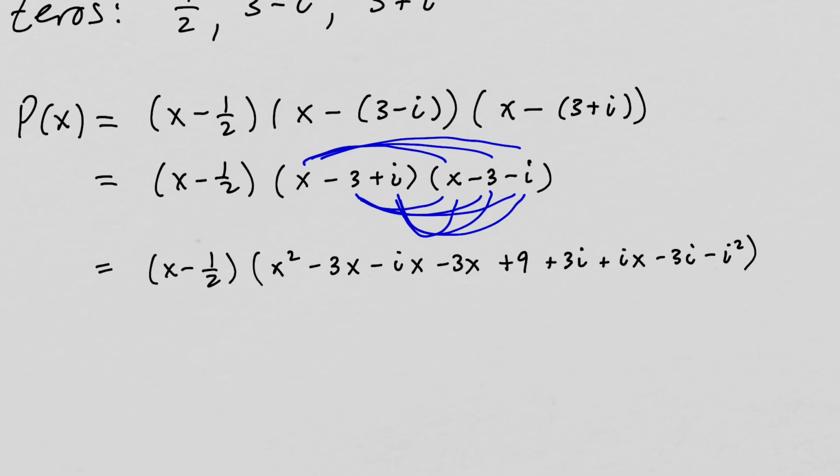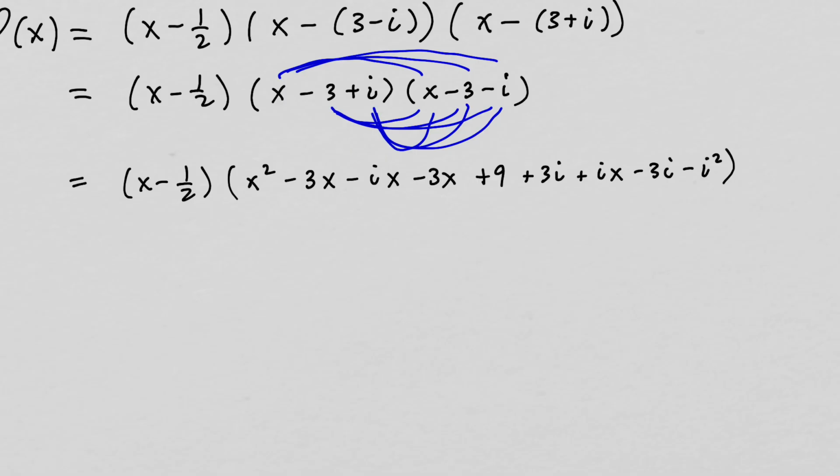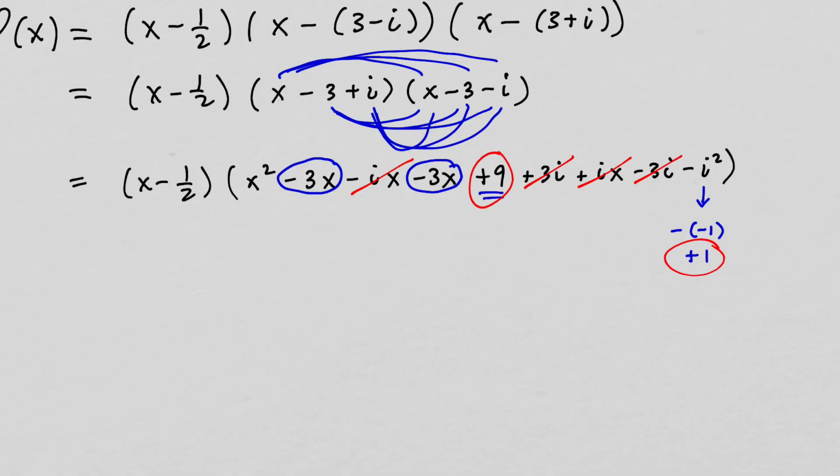Now this looks terrible, right? But a lot of stuff is going to cancel out. So let's see what we have here. We have a negative ix and a positive ix, a positive 3i and a negative 3i. And then we have some like terms. So we've got negative 3x and negative 3x combines together. Positive 9, and then let's remember that negative i squared is negative 1, which is positive 1. So here we have positive 9 and positive 1, which is going to be 10. So this becomes x minus 1/2 times x squared minus 6x plus 10.